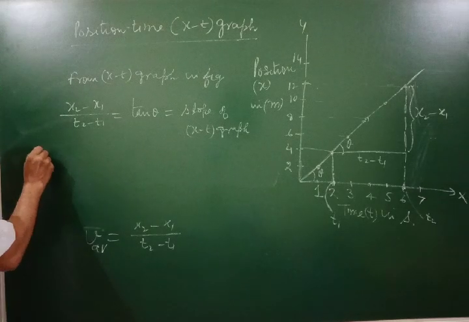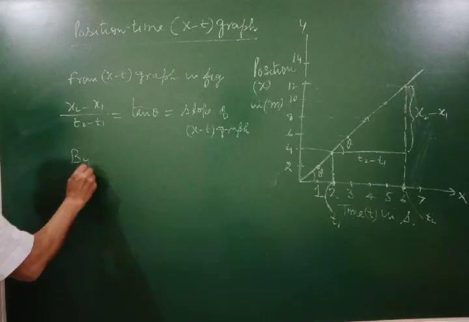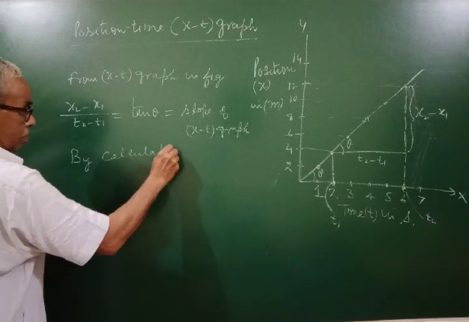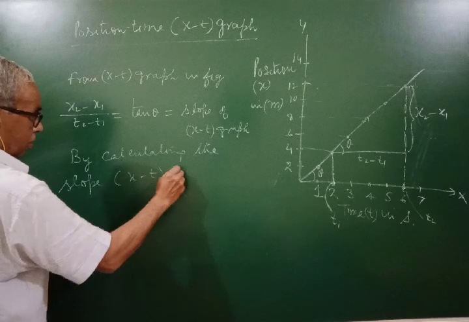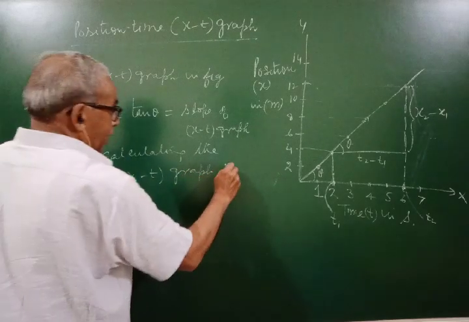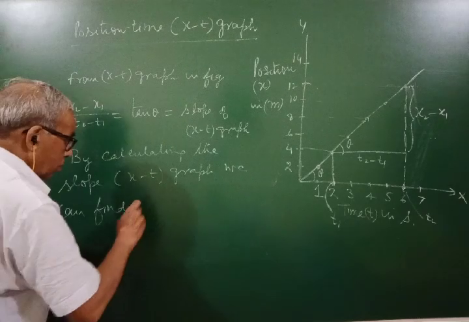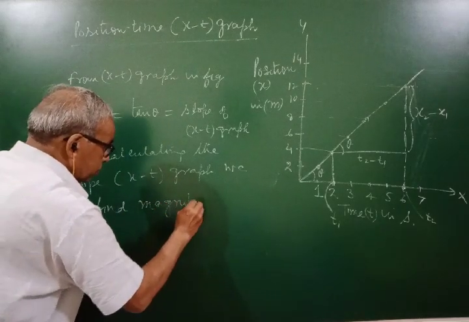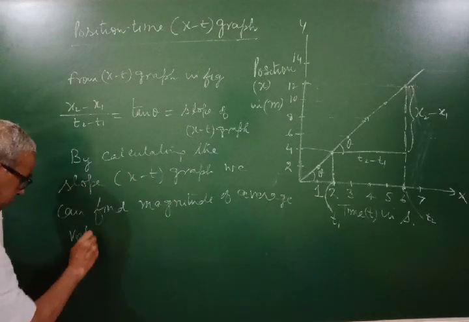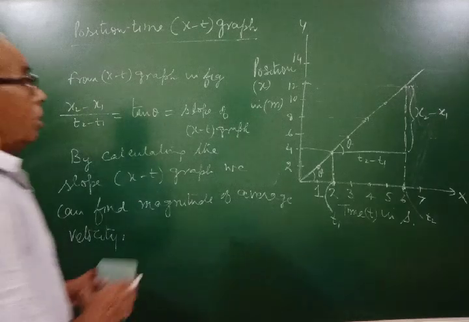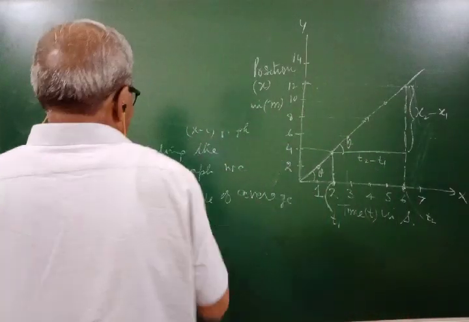So I can say here, by calculating the slope of the x-t graph, we can find the magnitude of average velocity. And here we conclude that wherever we take t1, t2, the average comes the same.